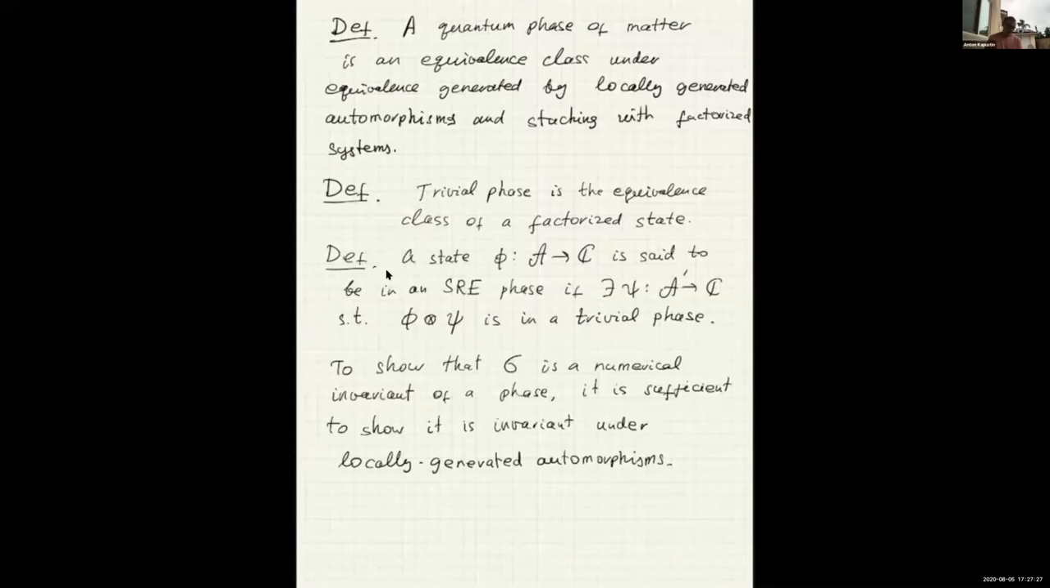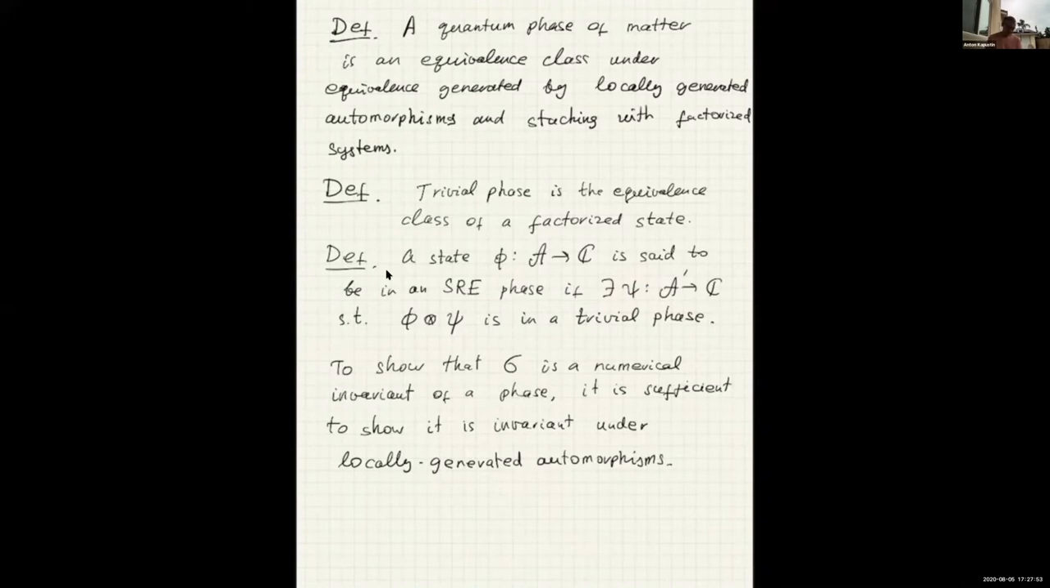And then following Kitaev, you would say the state is short-range entangled if it's invertible in the following sense: if, given a state phi, you can find some other state psi in another algebra, so that if you stack with it, you get something in the trivial phase, then you say that the original one was short-range entangled. So this psi is called the inverse of phi. You can stack with something else to get something trivial.